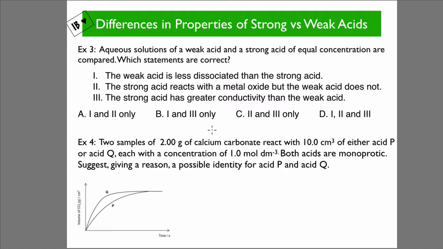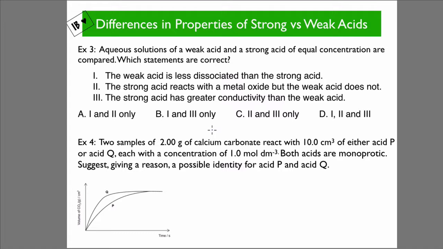Okay, example 3. We've got which statements are correct. 1. The weak acid is less dissociated than the strong acid. This, of course, is true. Strong acids fully dissociate. 2. The strong acid reacts with a metal oxide, but the weak acid does not. It's incorrect. Just the strong acid will react more vigorously. 3. The strong acid has a greater conductivity than the weak acid. Well, strong acids do dissociate more, which means they've got more free ions, which means they'll have a greater conductivity than the weak acid. So 1 and 3 are correct.